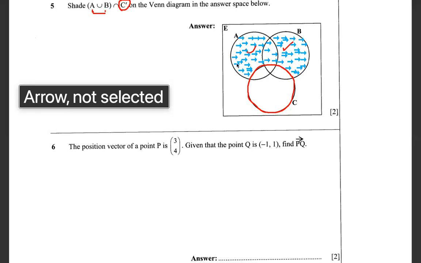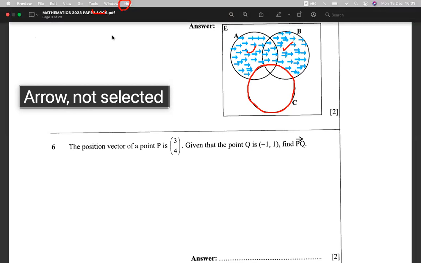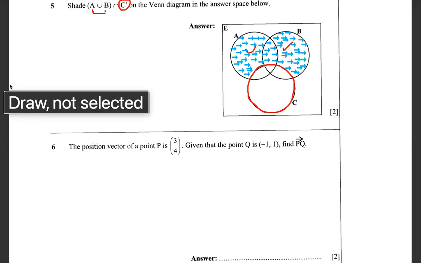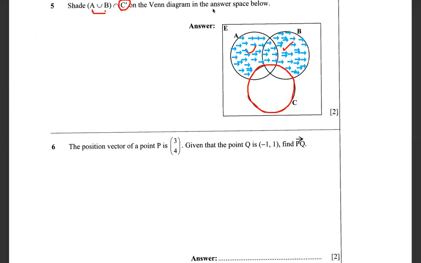Now here I have seen a situation where students start drawing circles of their own. They're saying in the space below, so don't write in the space below. Don't write on the Venn diagram. Don't write or draw anything of your own. Just do the shading on the diagram which is given.